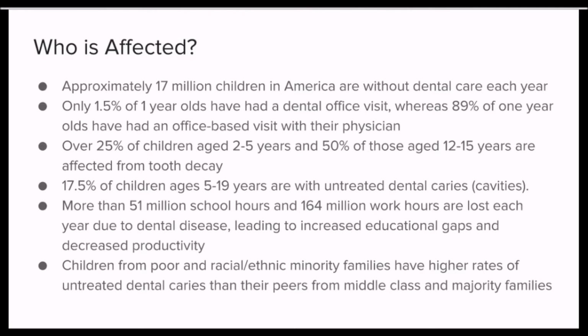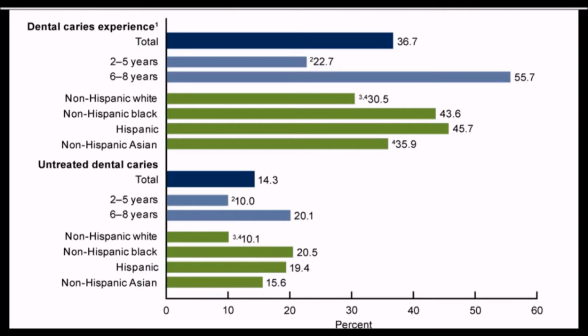Children from poor and racial and ethnic minority families have higher rates of untreated dental caries than their peers from middle class and majority families. Here on this graph, towards the bottom, you can see that untreated dental caries from ages 2 to 8 years old are almost double in non-Hispanic Black and Hispanic children than in non-Hispanic white children.